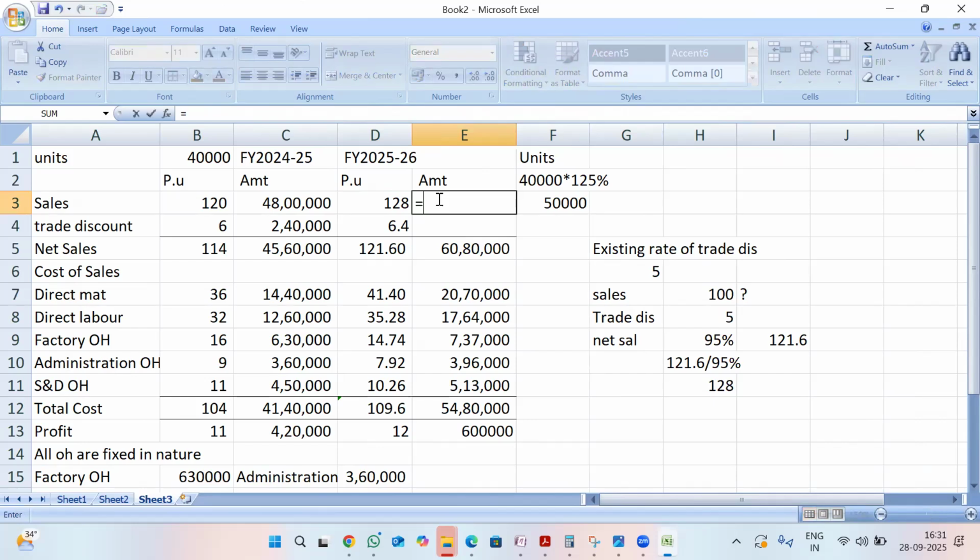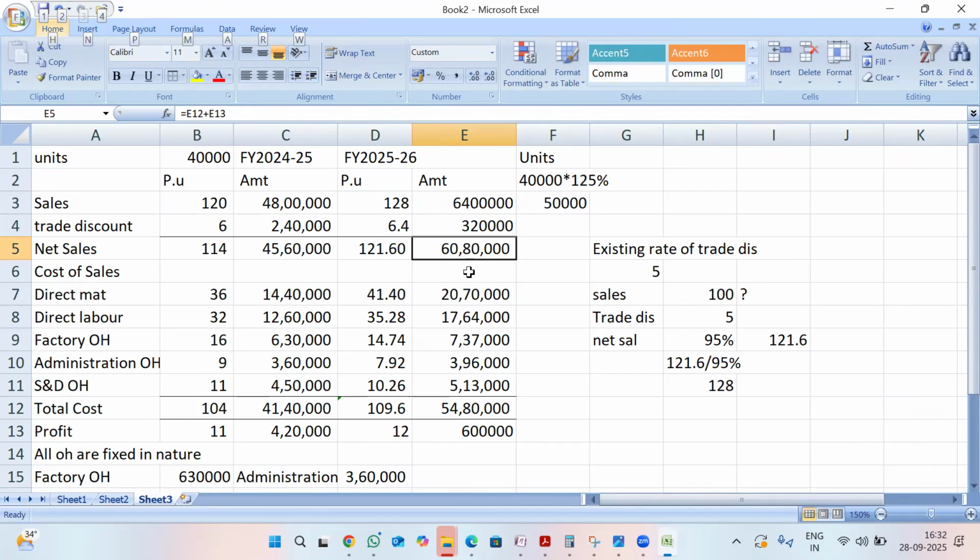So my sales will be 128 into 50,000. My discount will be 6.4 into 50,000. So my net sales will be 121.6, that is 60 lakh 80,000. So this is the final answer which I want, but I need to present it properly. They have said in the question to present in a meaningful format. Meaningful format in the sense I want to present everything, per unit and total. So this is the first assumption.